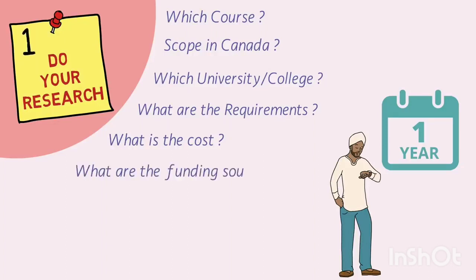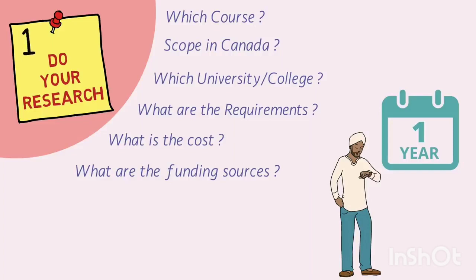If you're getting that money from your parents, let them know well in advance that you would need that amount of money so that they're also prepared. And talking of funding sources, you can also search for scholarship programs. There are various scholarship programs that are being offered by the universities and colleges, so you should definitely check for those as well.